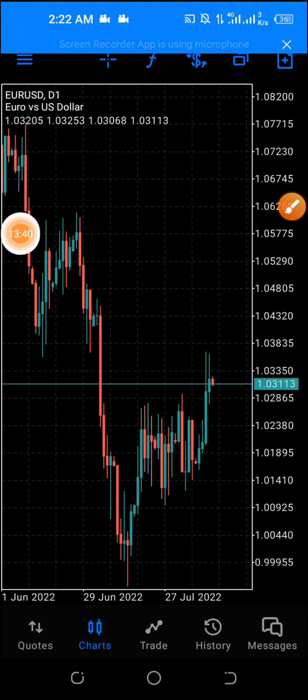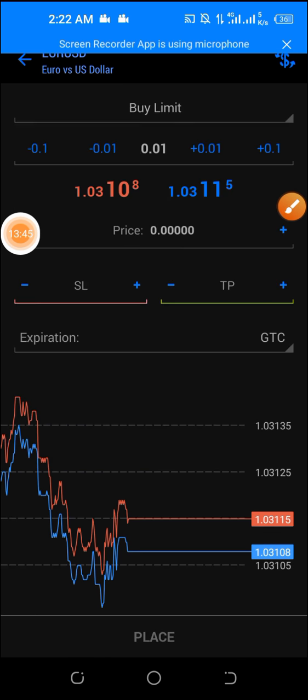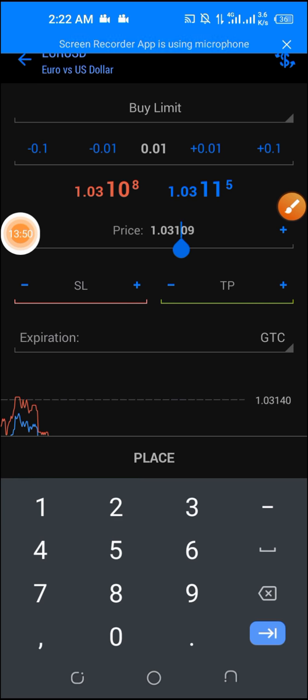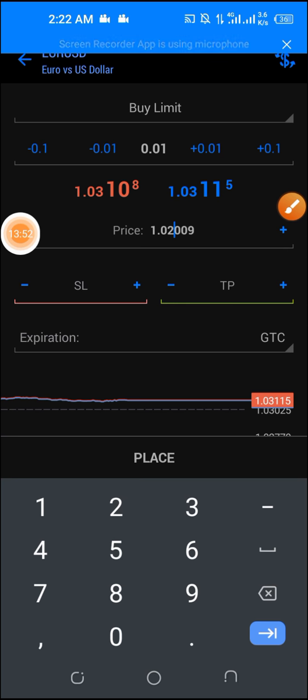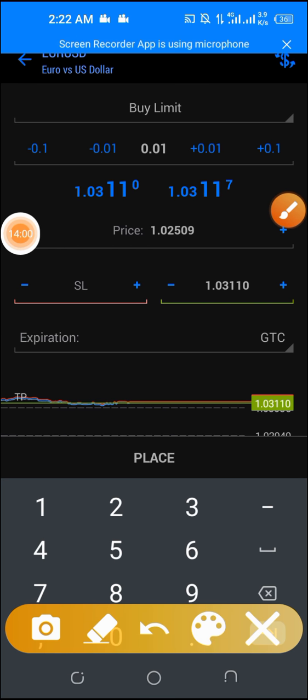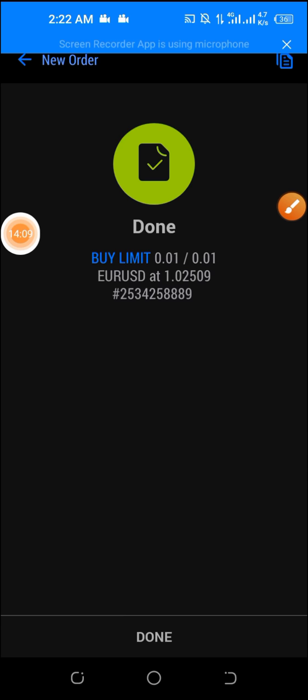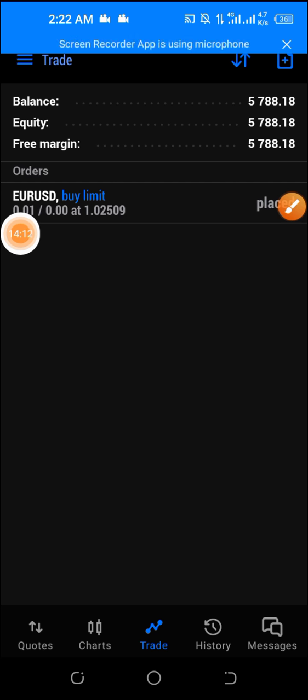And the take profit. Oh no, my phone just misbehaved. So buy limit, take it to 2500. Take profit maybe 3000. And then what I just have to do is touch this place, and that's it. I've opened my first one. Touch it. Look at that, it says done. And here it is, EUR/USD buy limit.